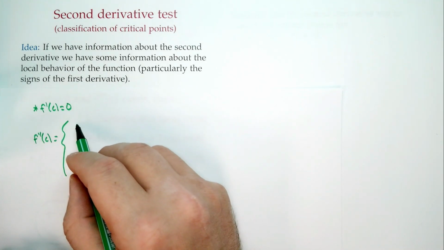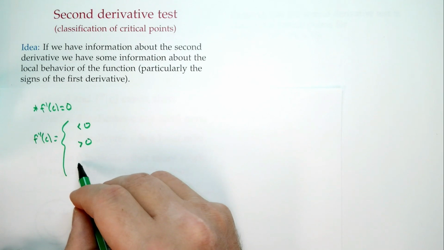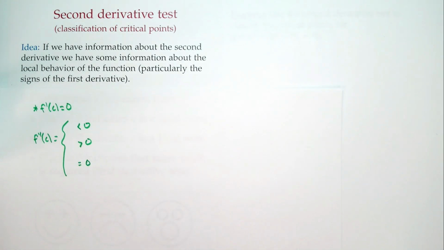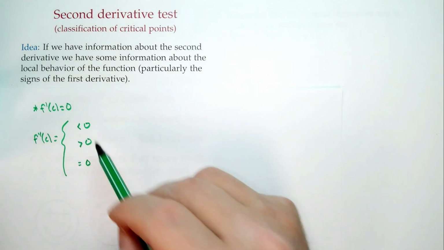It could be equal to a number that's negative, it could be equal to a number that's positive, or it could be equal to 0 itself. So let's reason our way through what would have to be true. Suppose it was a number that was negative.